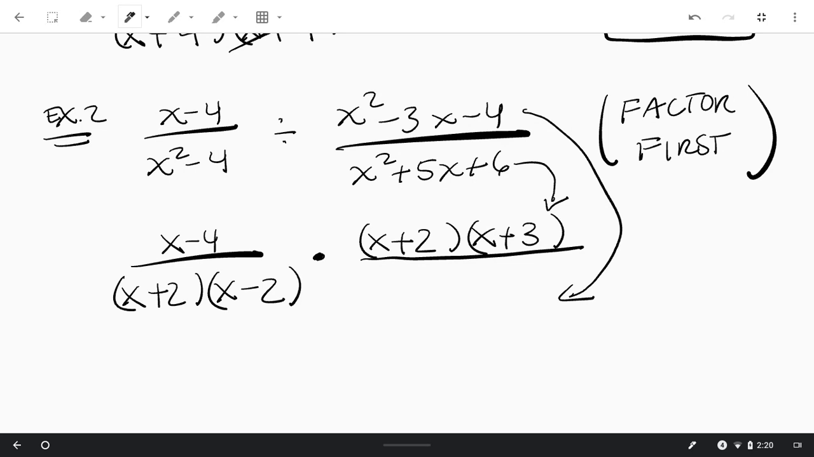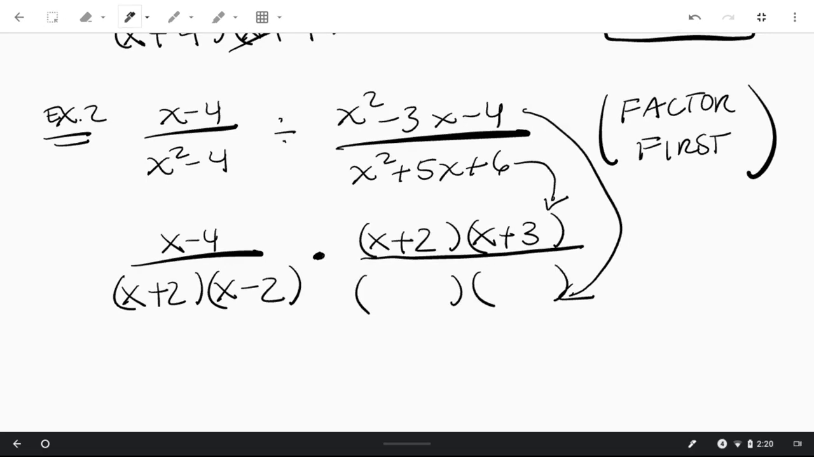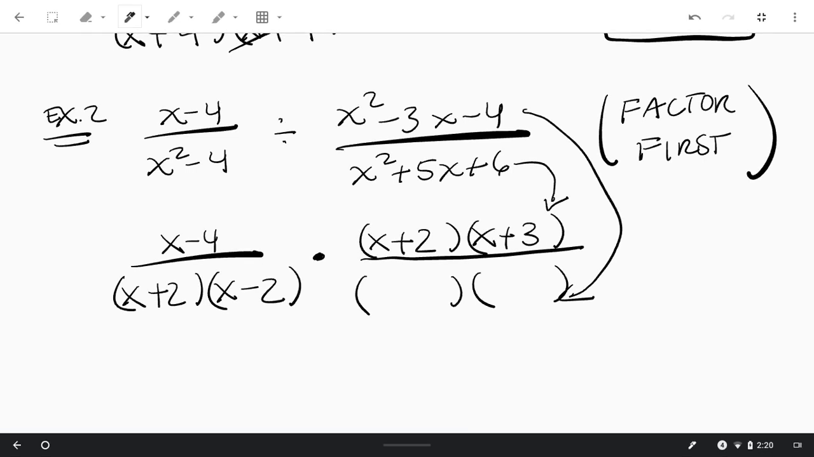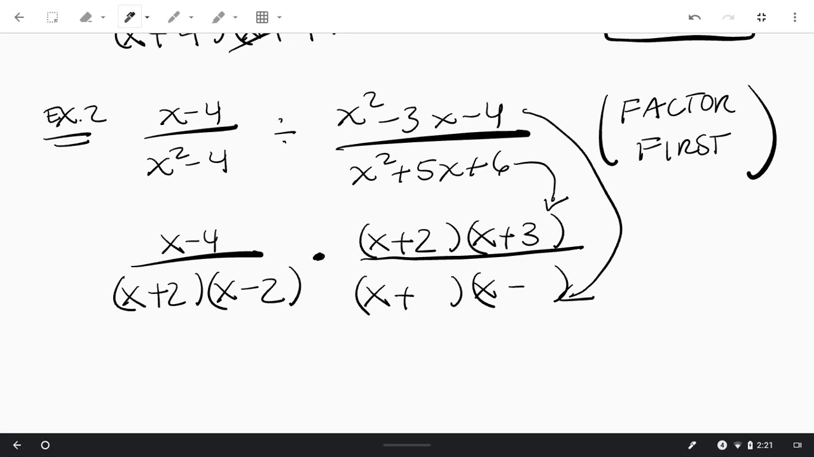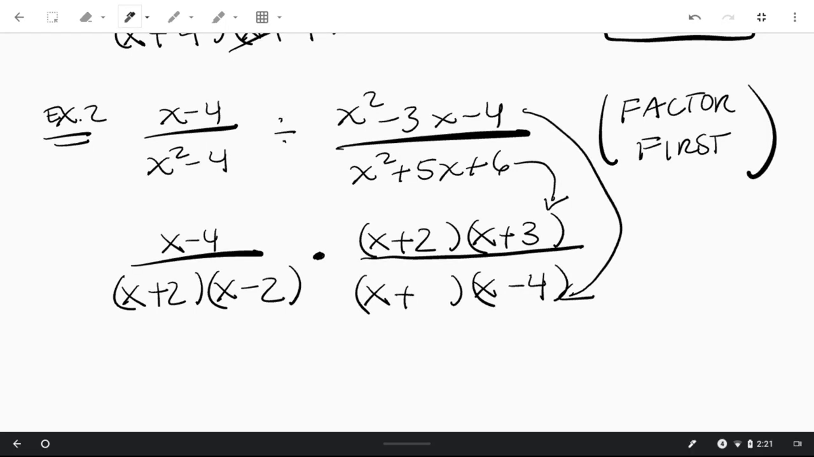Now let's factor out that numerator. Okay, so x times x to make x squared. We want negative 4, so we know one of these will be positive and the other one will be negative. We can do 1 times 4 or 2 times 2. Which of these will give us a negative 3? The 1 times 4. So we need the 4 to be negative, and we need the 1 to be positive in order to get negative 3.